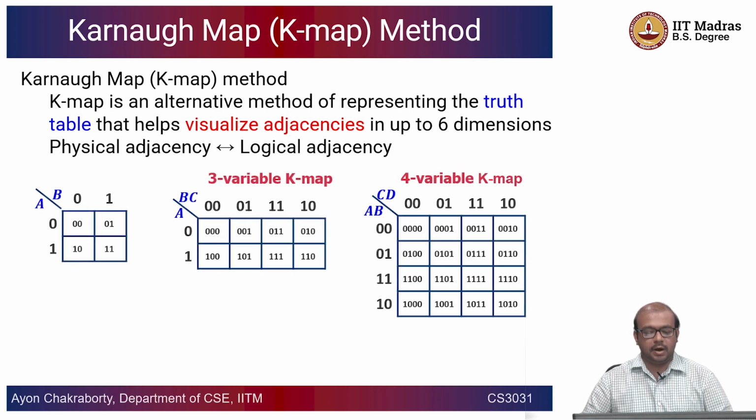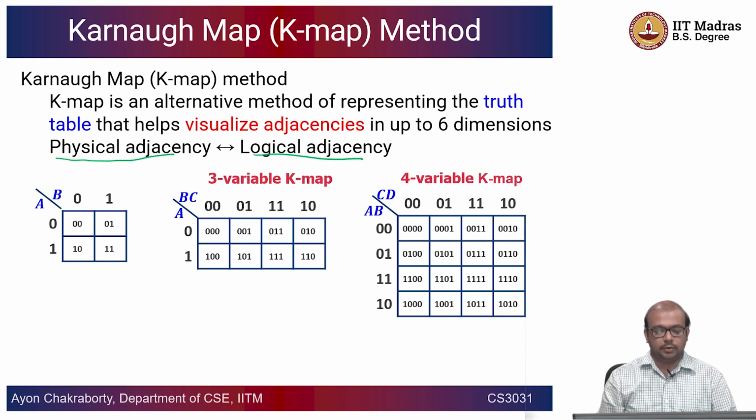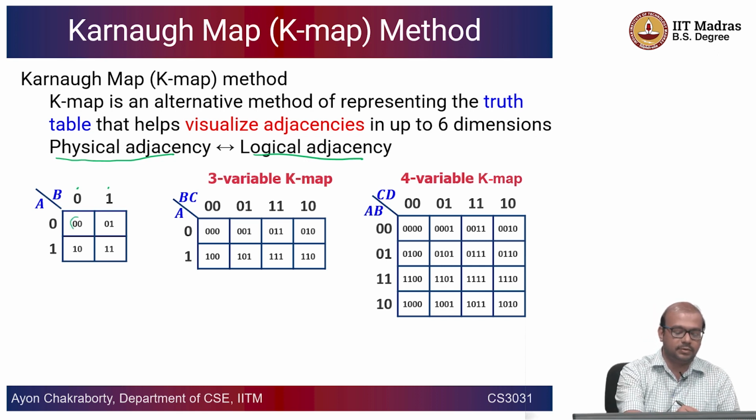So, what we need is called adjacency, and adjacency means they should be neighbors in this particular diagram that I have shown. Note this term: physical adjacency is equivalent to logical adjacency. If you see B, 0 and 1 are adjacent to each other. This is 0 0, A is equal to 0, B is equal to 0. 0 1 is here, A is equal to 0, B is equal to 1.